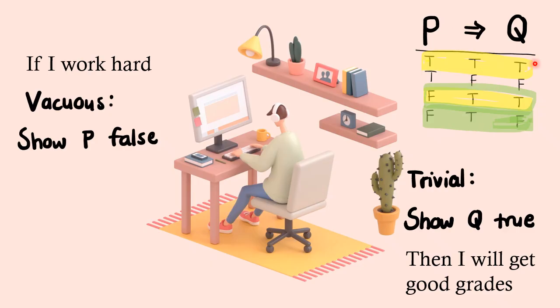The trigger isn't pulled. So in both cases, if we start with a false hypothesis, or if we can show the hypothesis is false, the whole implication is going to be true by default. In both of these cases, we ignore the other part of the implication. For trivial, we only focus on Q being true. For vacuous, we only focus on P being false. We completely ignore what Q is.